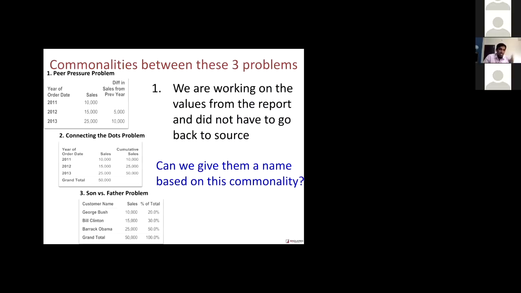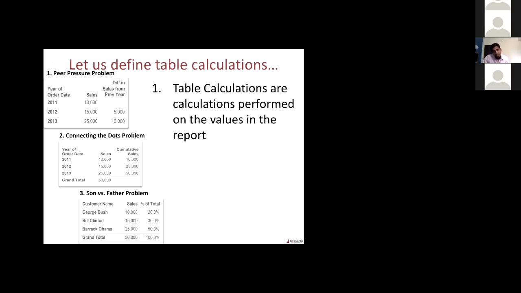Since I've already shared the first insight in my session, I actually bring it to the end. But here it is a report level calculation. That's what I wanted to be clear. This calculation is happening at the report level, and it's done by Tableau. So table calculations, the definition part one: table calculations are performed on the values that you see in the report. And then we are working on a single measure, right?